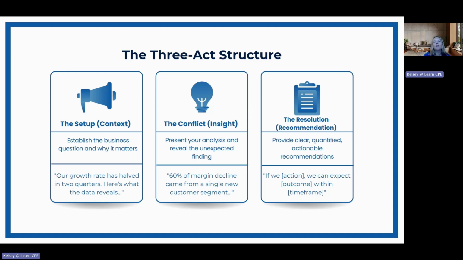And then Act 3 is going to be the resolution, the recommendation. You're going to want to provide clear, quantified, actionable recommendations. Here's the formula I would recommend. If we take blank action, we can expect blank outcome within blank time frame. So this gives a really good, almost like mic drop moment at the end.